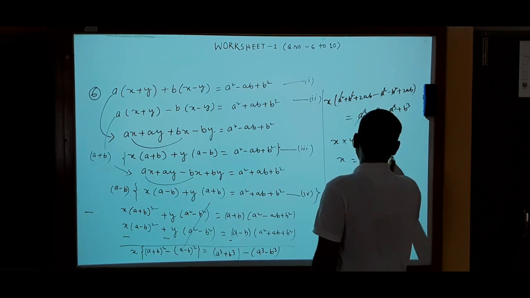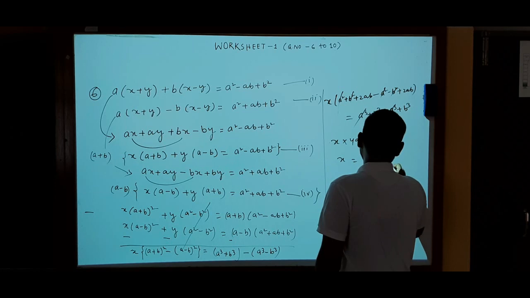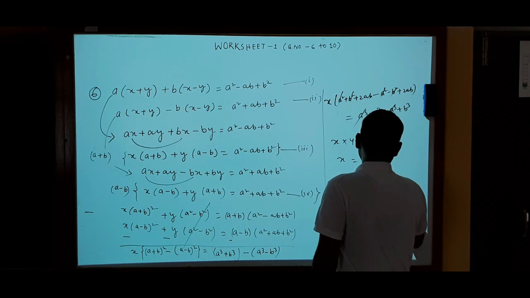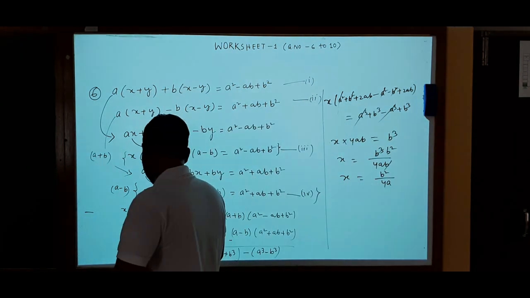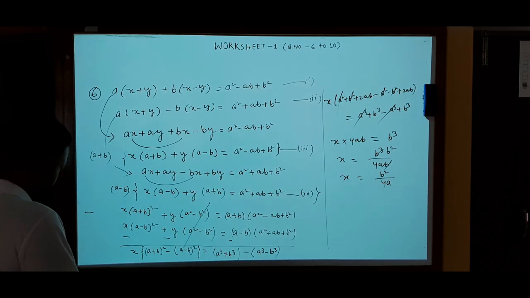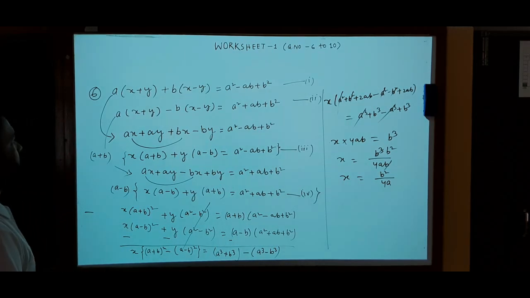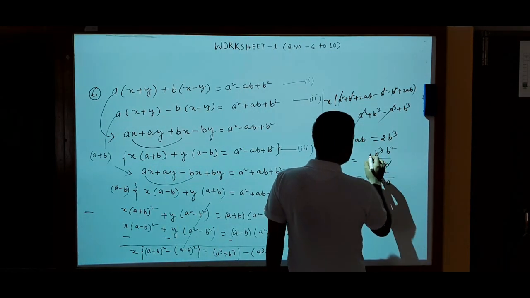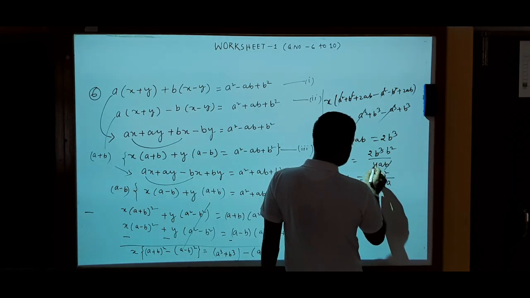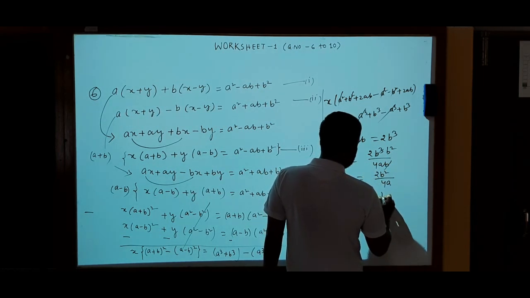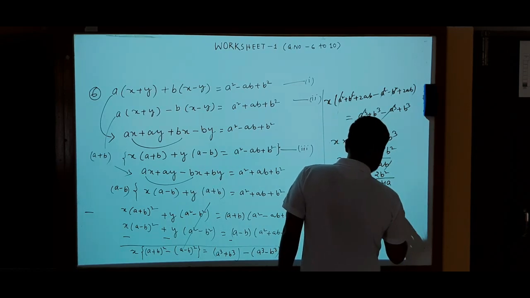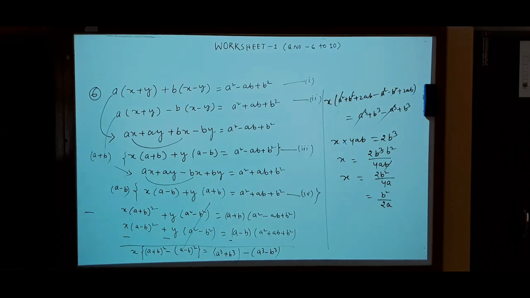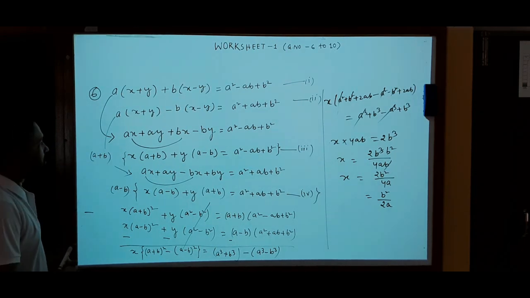So x equals b³ upon 4ab, b². So can I write x equals b² upon 4a? Sorry, b³ plus b³, I will write here 2b³. So 2 will get cancelled. 2b² by 4a, that means b² upon 2a. This is the value of x, right? Now I will put the value of x in any equation, then I will get y.